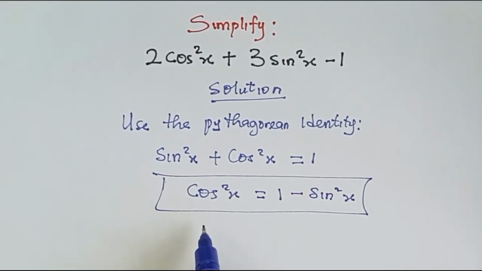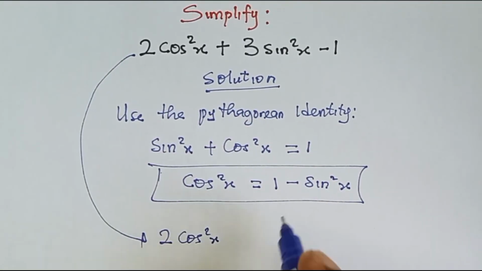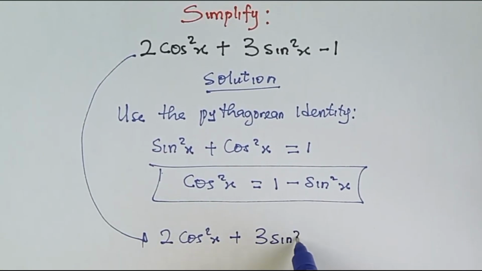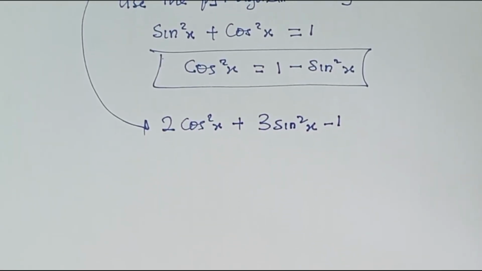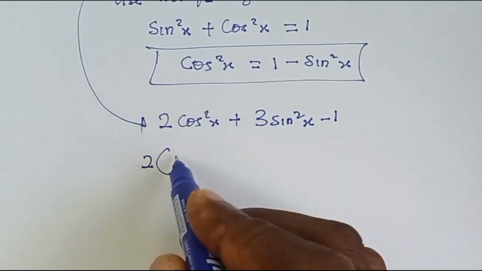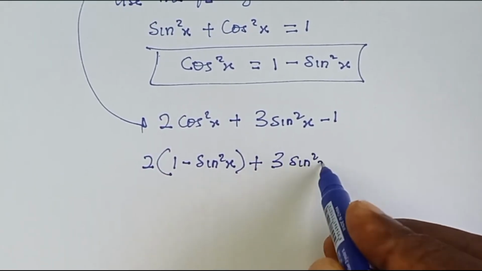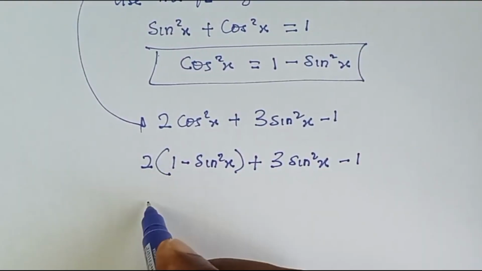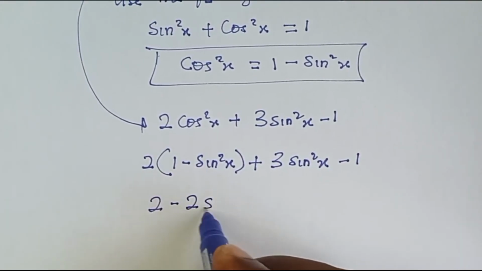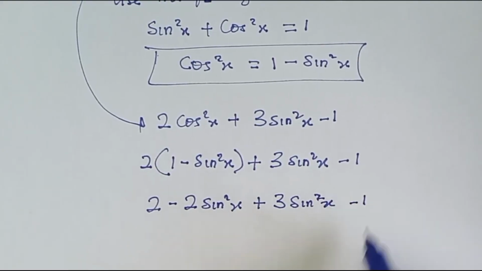We're going to substitute this into the expression. So the expression we have is 2 cos²x plus 3 sin²x minus 1. So it means that anywhere we see cos²x, we're going to write 1 minus sin²x. So we have 2, then open bracket, 1 minus sin²x, and plus 3 sin²x minus 1. So let's open the bracket. 2 times 1, we have 2. 2 times sin²x, we have 2 sin²x, plus this 3 sin²x minus 1.